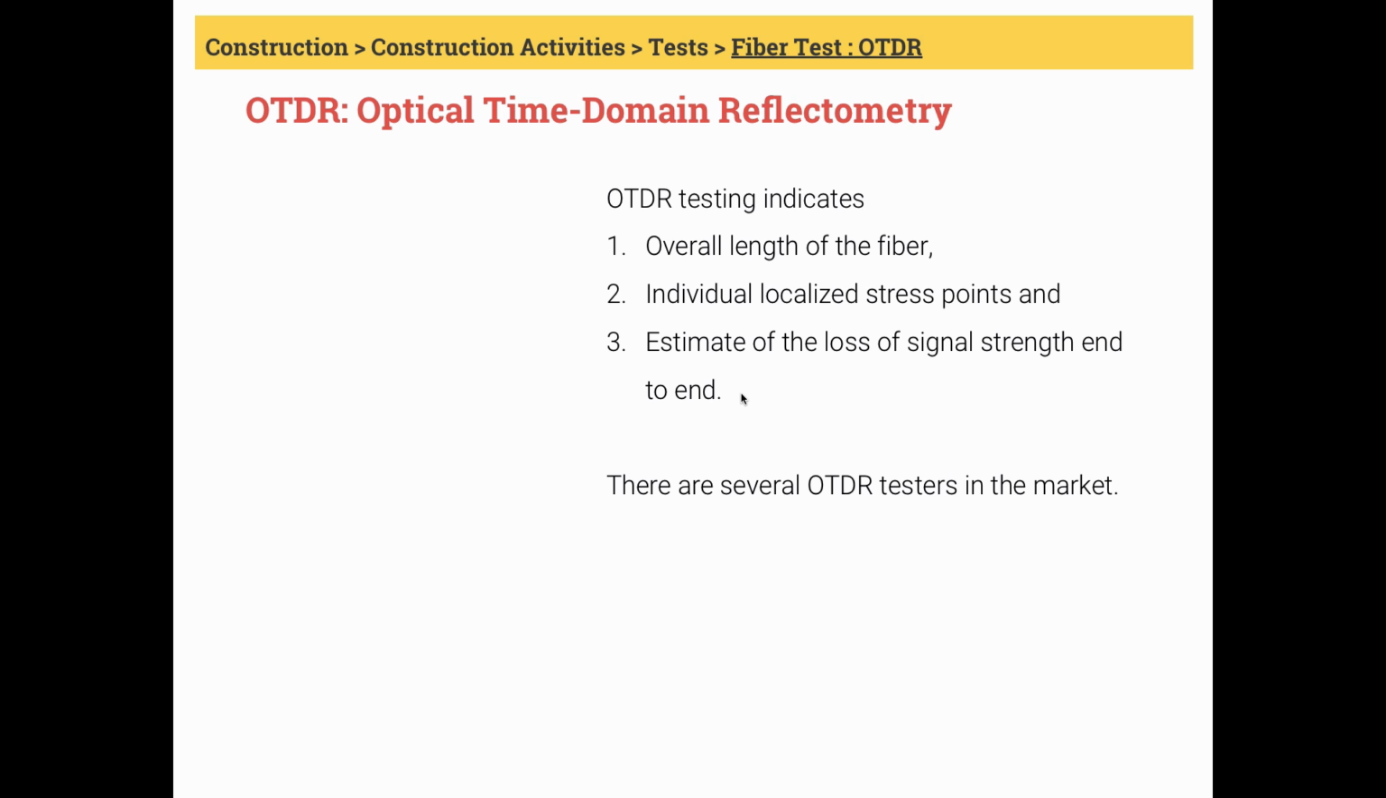Note that I said estimate but not accurately measure. Optical loss test does that. If you're not dying to know the length of the fiber, I say optical loss test is good enough for DAS fiber. OTDR is mainly a requirement from the carriers.